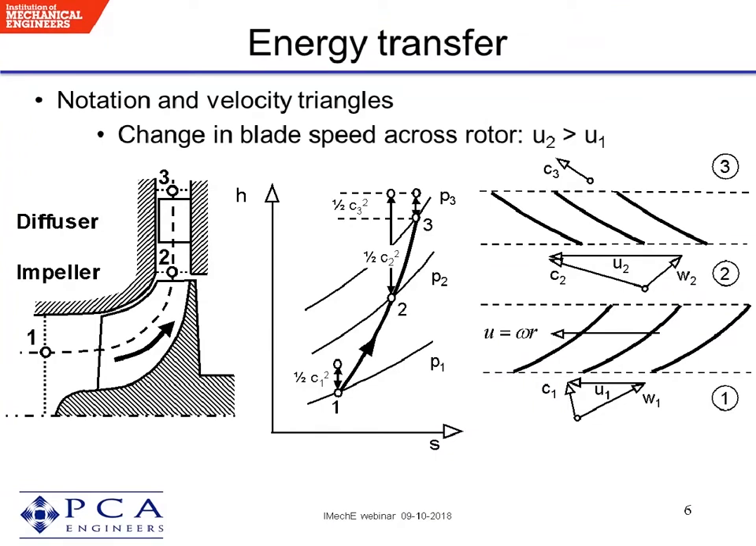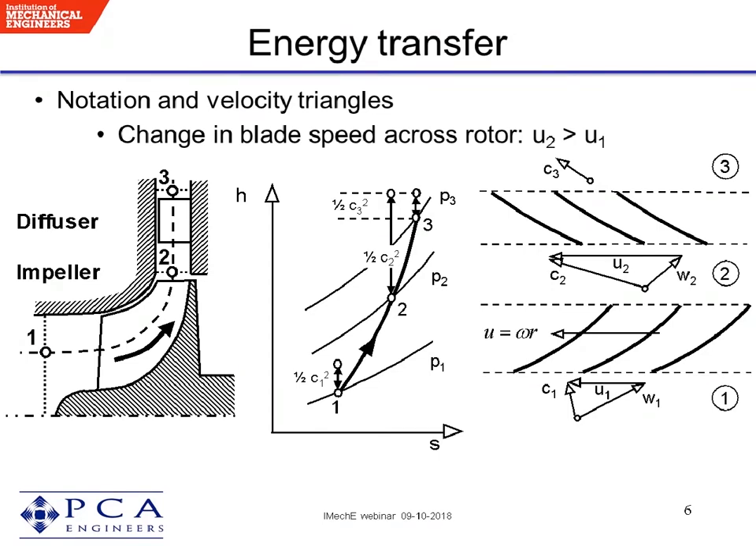The energy transfer in a typical impeller is best described in terms of the velocity triangles. If you look at the notation on the left, the inlet to the impeller is 1, the outlet of the impeller is 2, and the outlet of the diffuser is number 3. And the velocity triangles at these conditions are given on the right.